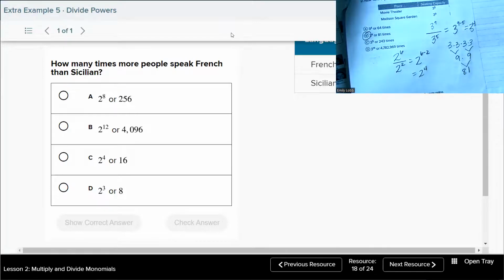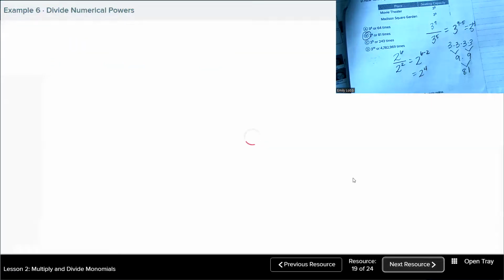Now, sometimes we're going to have multiple bases that we divide.